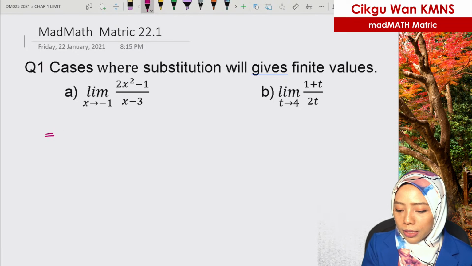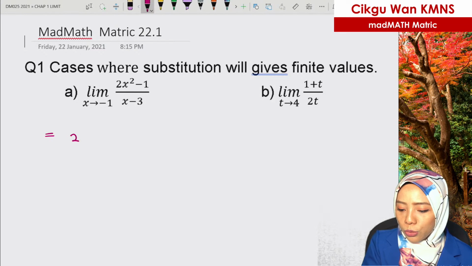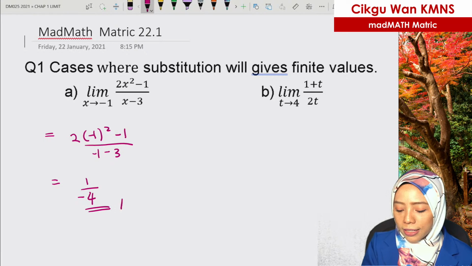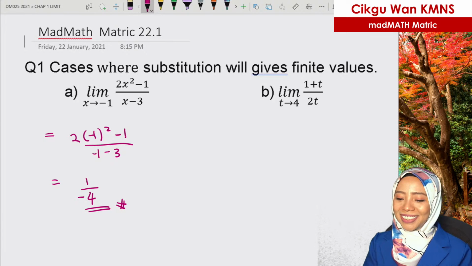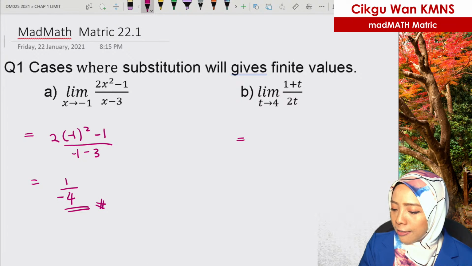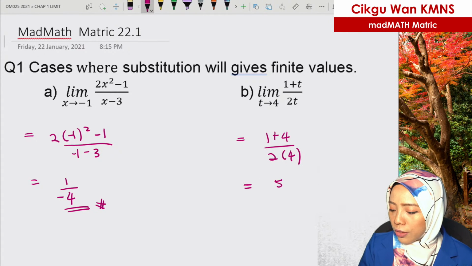Okay, A. So what you're going to do is the limit. First of all, you just substitute straight away: 2 times negative 1 squared minus 1, over negative 1 minus 3. Okay, 2 minus 1 is 1, over negative 4. So negative 1 over 4. Easy? Okay, next. You straight away substitute: 1 plus 4 over 2 times 4. Okay, so 5 over 8.